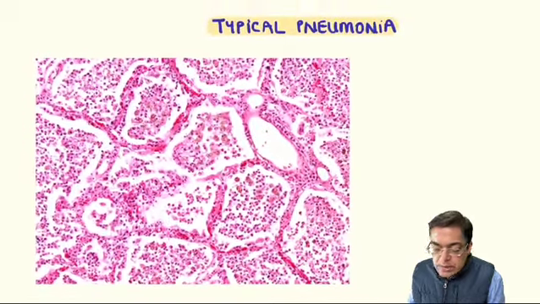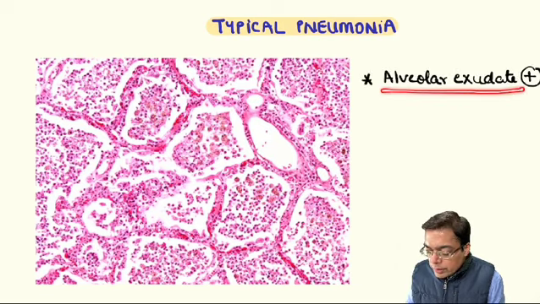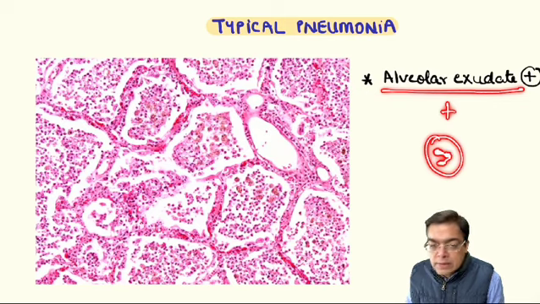Therefore, whenever a question is asked on the exam regarding typical pneumonia, one of the hallmark features of typical pneumonia is the presence of alveolar exudate. Along with that, you would have infiltration caused by the white blood cells.